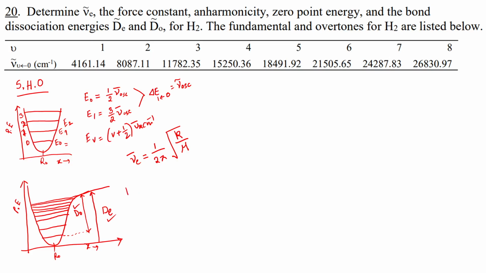Here, how does your energy look now? When anharmonicity is introduced, first of all, when there is no anharmonicity, the concept of dissociation energy is not there. The dissociation energy concept comes when the anharmonicity is there. Then your energy is something like V plus half, now not nu oscillation, we term it as the wave number at equilibrium nu e, minus V plus half squared times nu e.